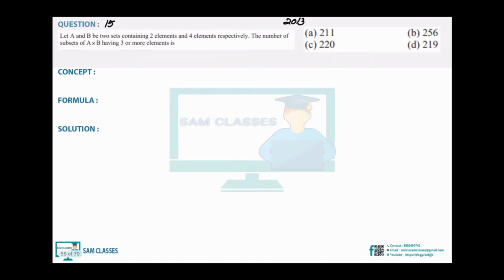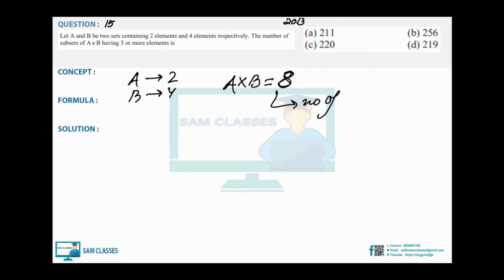Now here, very important question. A and B are two sets, which contain 2 elements and B contains 4 elements. So when I do A cross B, students, when you read relation and function, the cross is basically the multiplication of these two. So A cross B will have 8 elements. Now for subsets there is a formula. Number of subsets formula is what? 2 power n, where n is the number of elements. Here it will be 2 power 8.